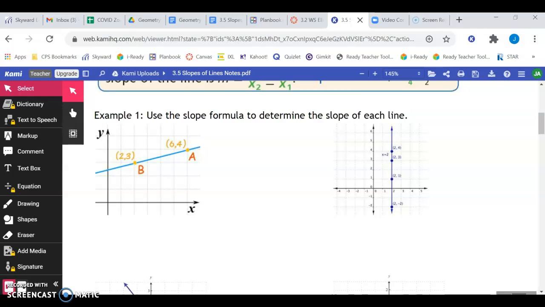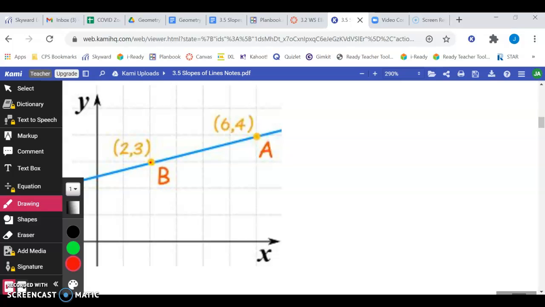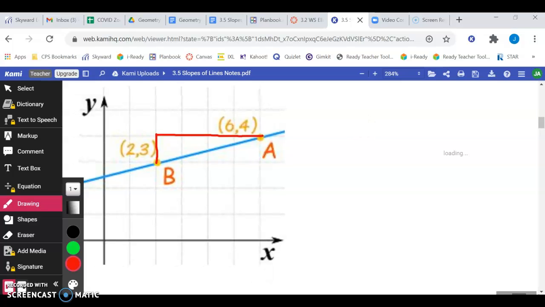So I'm going to do rise over run and the slope formula. So here, we're going to go up and we're going to go over. This is 2, 3, and this is 6, 4. So we're going from 3 up to 4, so that's going up 1. And then on the x-axis, we're going from 2 over to 6, so that's moving over 4. So rise over run, rise is 1, run is 4.